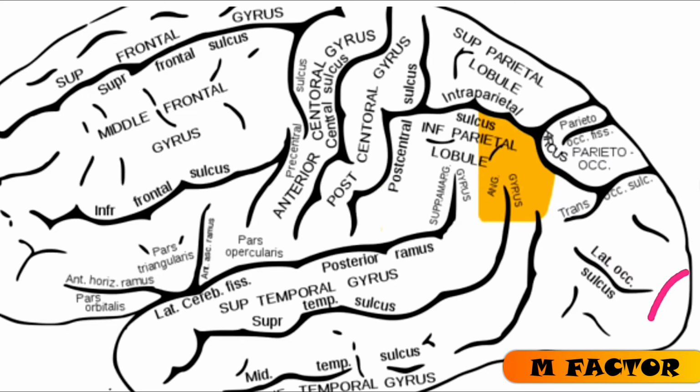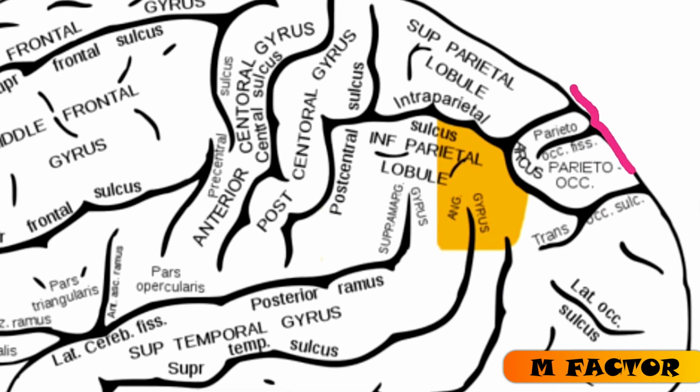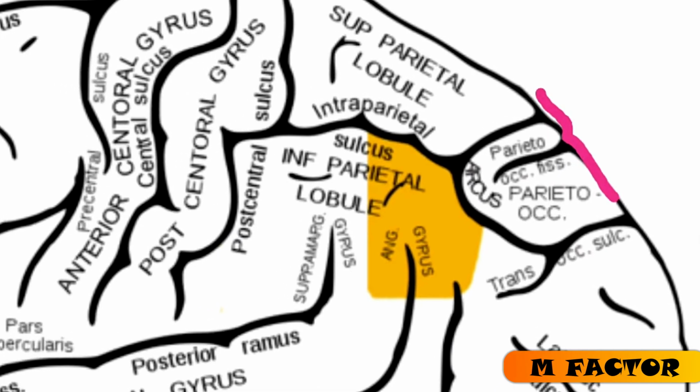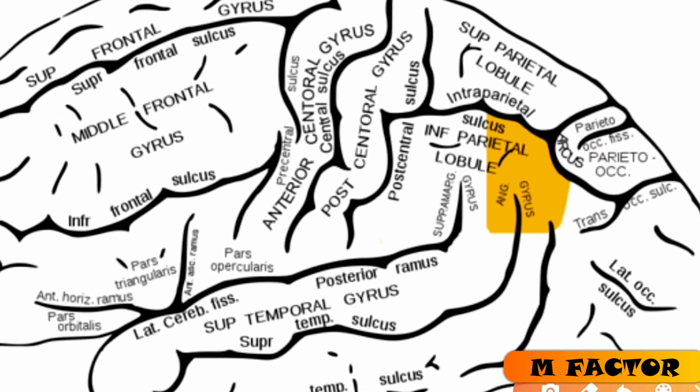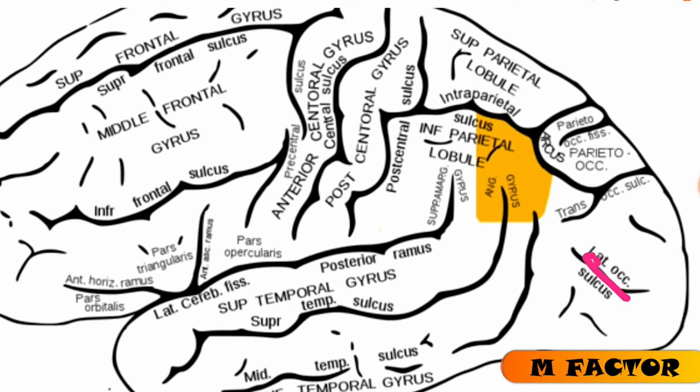And this sulcus is the parieto-occipital sulcus that divides the parietal lobe and the occipital lobe. The area around the parieto-occipital sulcus, or the parieto-occipital fissure, is called the arcus parieto-occipitalis. It is separated from the superior occipital gyrus by the transverse occipital sulcus. So once again, the lateral occipital sulcus divides the occipital lobe into inferior and superior occipital gyri.